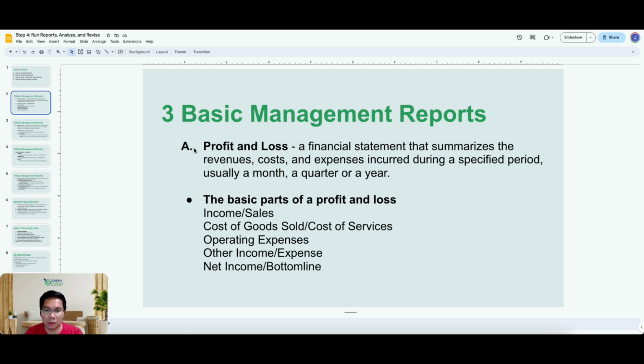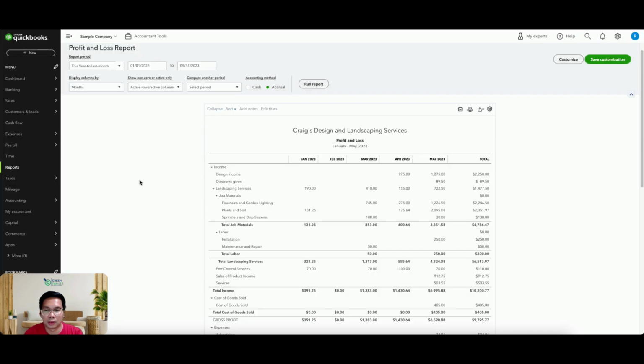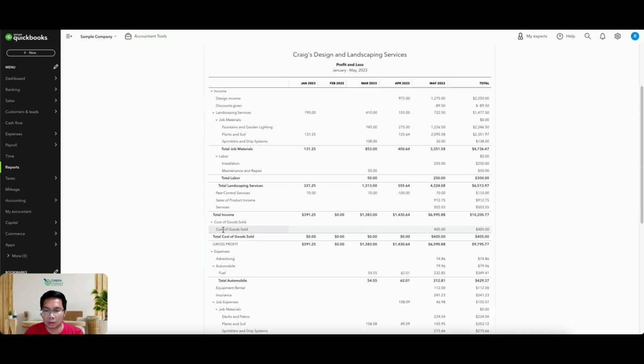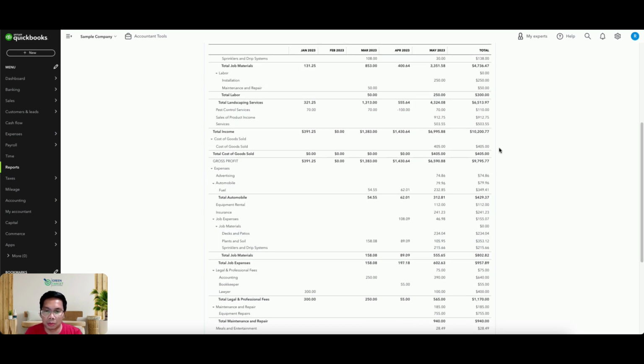Let's see how it looks in QuickBooks Online. So here is a profit and loss report by month for the current year. You see this is the income section. You have your income or sales here. Here is the cost of goods sold or cost of services if you have a service business. Deducting cost of services or cost of goods sold from total income or sales results in gross profit.